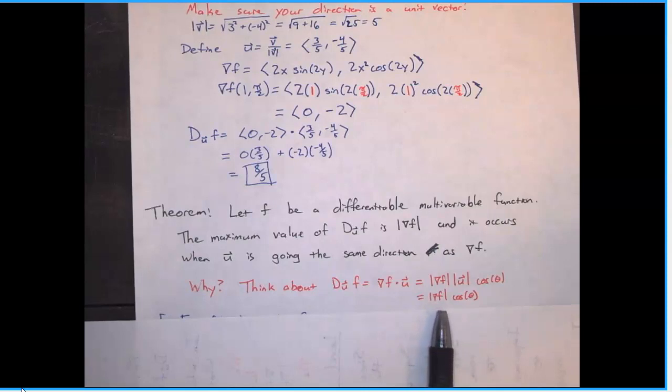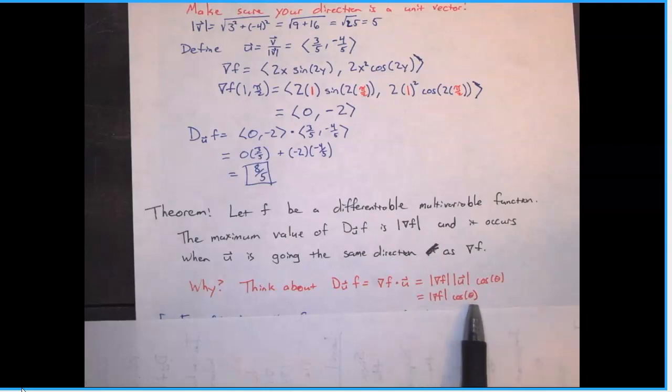Why is the direction the same as the gradient? Well, one easy reason is, when do we get cosine equal to 1? When we take theta equal to 0. So that means the angle between u and the gradient is 0. They're going the same direction. That also tells you that we get the smallest value when u is going the opposite direction as the gradient, because cosine is equal to negative 1 when theta equals pi, when it's 180 degrees.